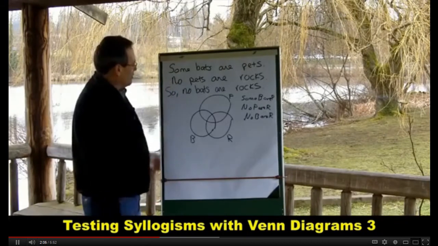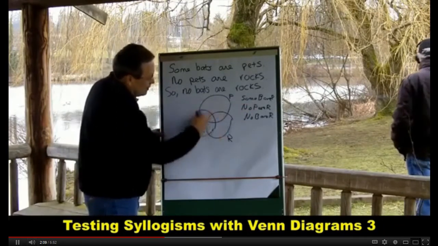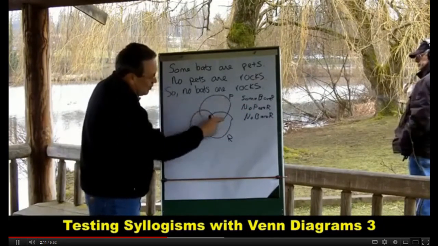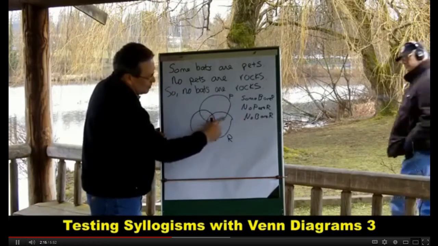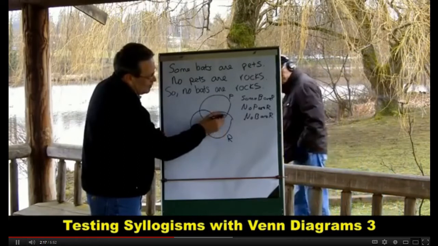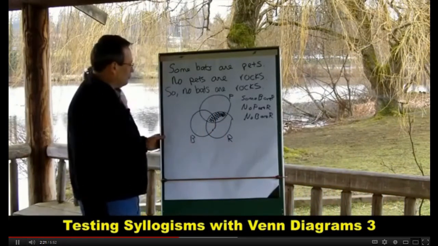The universal premise gets done first. No pets are rocks. No P are R. I'm looking at the P and the R circles. And I know we're talking about P's. That's the subject term. None of them are in the R circle, so none of them will be in here. And you shade where things are not. So I'll go ahead and shade that.